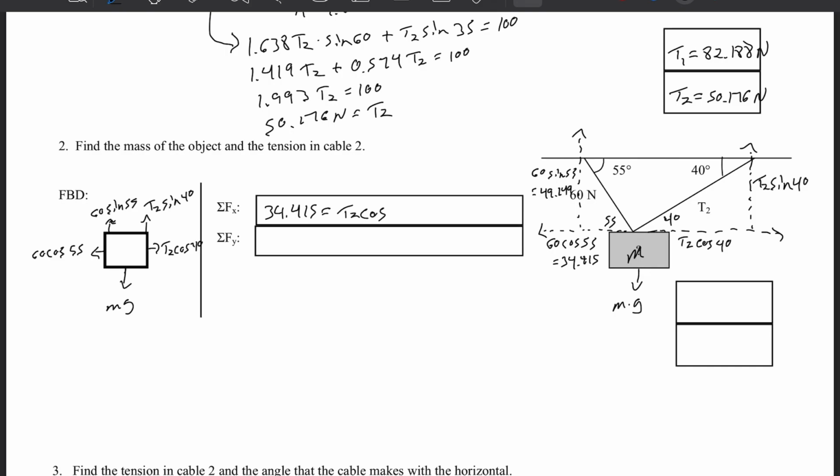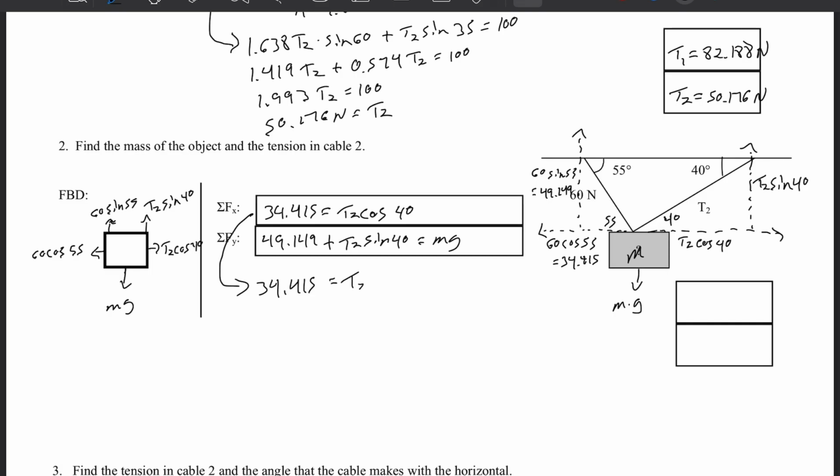I put the calculation in. 34.415 is equal to T2 cosine 40, and then 49.149 plus T2 sine 40 is equal to mg. Now that top equation is one I can solve for right away. It only has one variable in it, and I will be able to solve for T2.